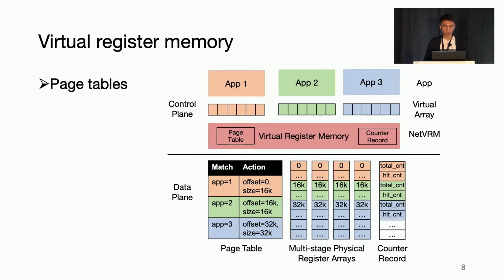The virtual memory is basically realized by a two-page-table design. The page table in the data plane matches on the application ID and identifies the location and the size of the application's memory region by setting two metadata fields, the offset and the size. The other one is on the control plane for NetVRM to query and update the virtual memory of applications. We also maintain counter records to compute real-time memory hit ratios, which are used for dynamic memory allocation.